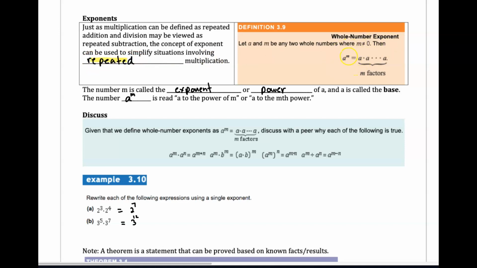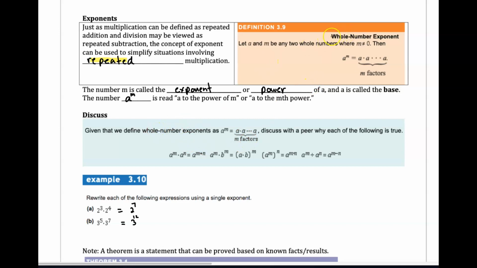And so this is the notation we use here. You've seen this before. The way we say this is a to the power of m, or a to the mth power. You see we multiply the base with itself m times. There are m factors, so if this was a 5, that means we have 5 factors of a. That's the formal definition of a whole number exponent.